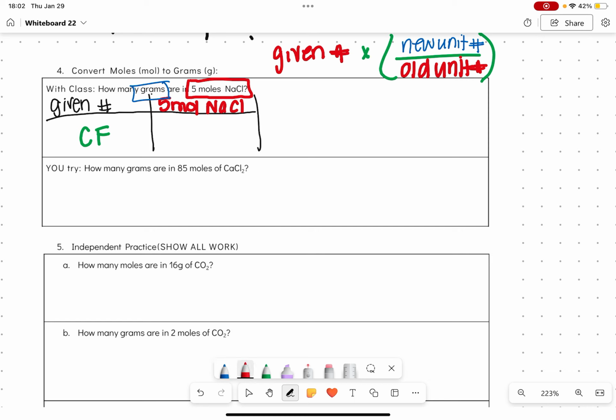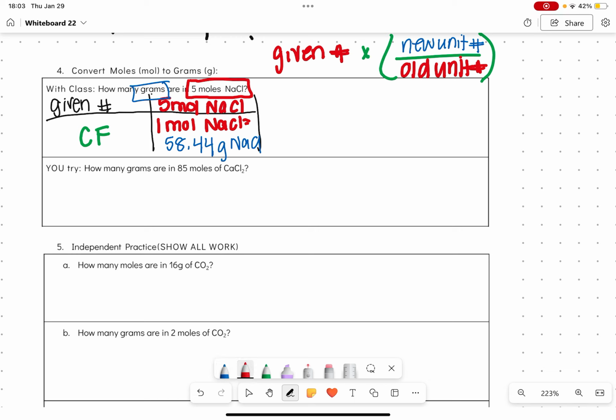So 1 mole of NaCl is going to be my old unit, since I am given moles to start with. And that is equal to the mass of NaCl from the periodic table. And so that would be 58.44 grams. Since grams is what I want to find, I put it in blue to make sure I know it's different from the unit I'm starting with.